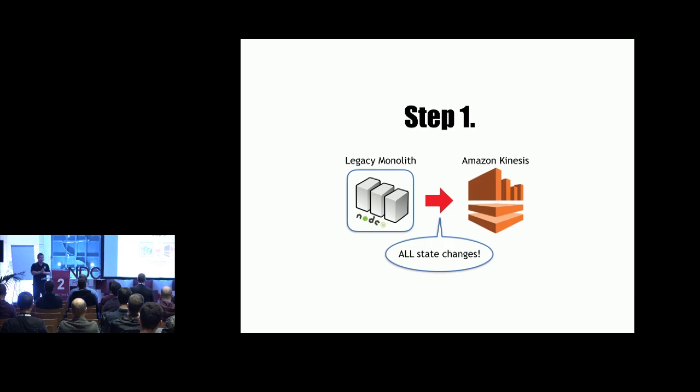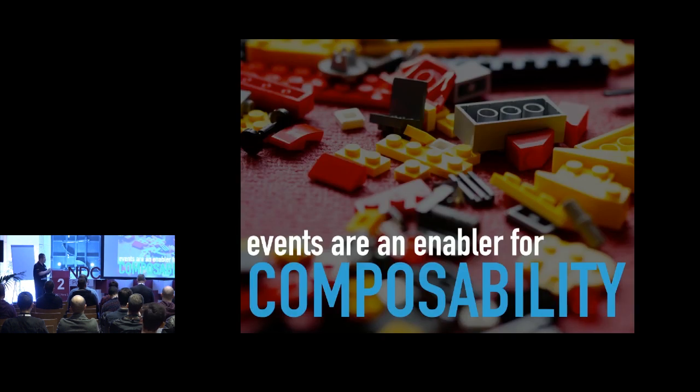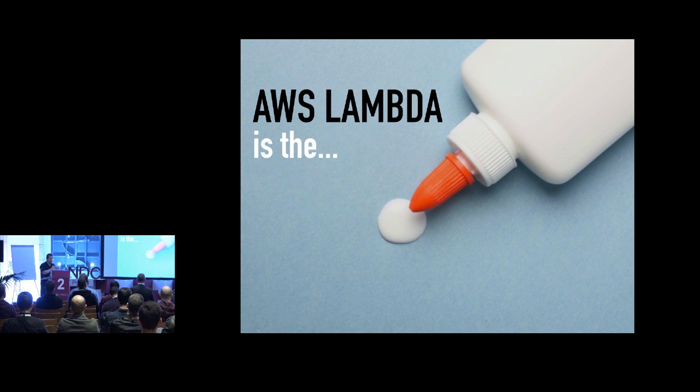And one of the first and perhaps most important things we did was to update our monolith so that it records all state changes as events and publishes them into a Kinesis stream. Now, this event-driven approach allows you to have great composability and build systems in a really loosely coupled way. And you can use Lambda or any kind of functional service offering as the glue or connective tissue that composes different services together to deliver some business value to our users.